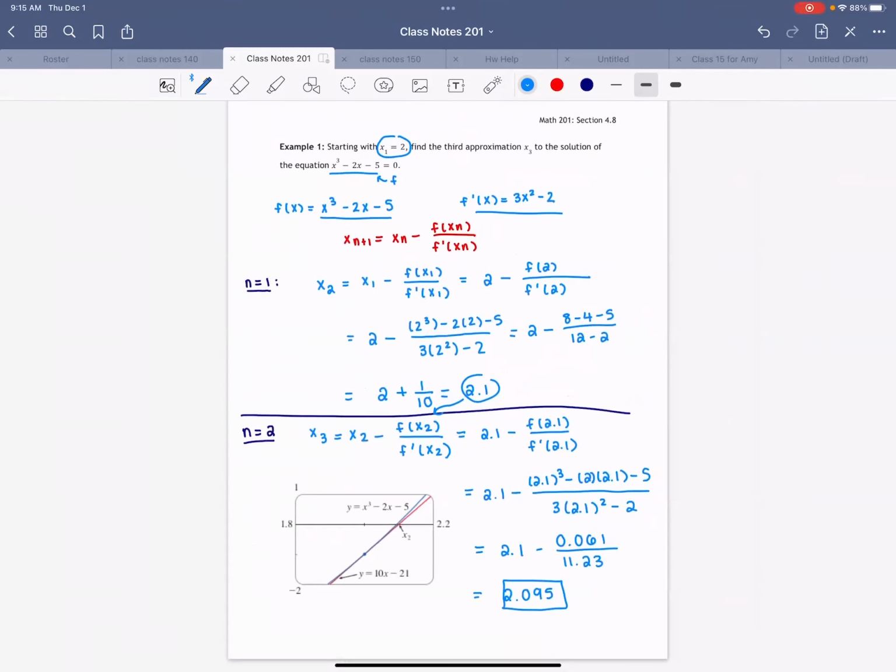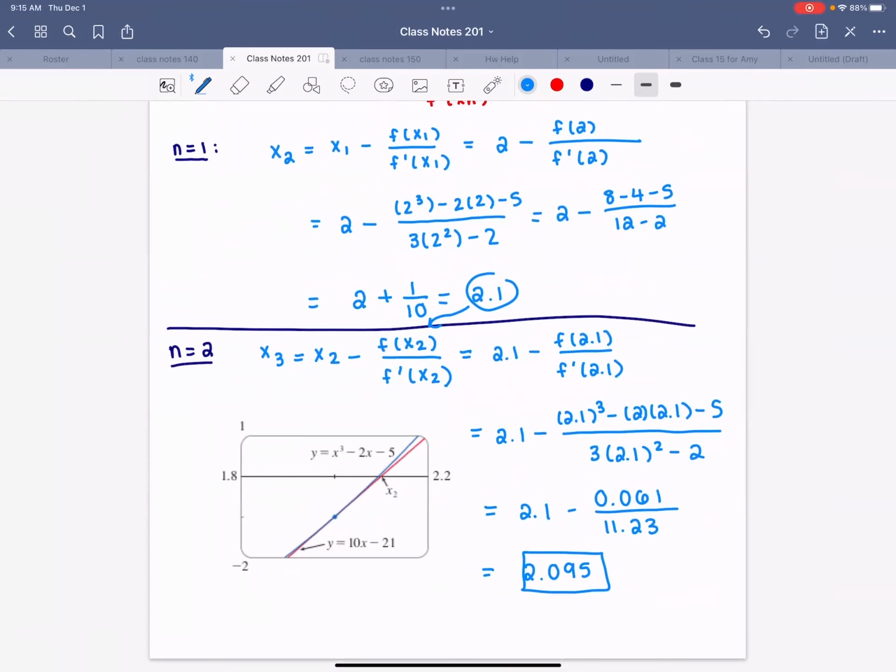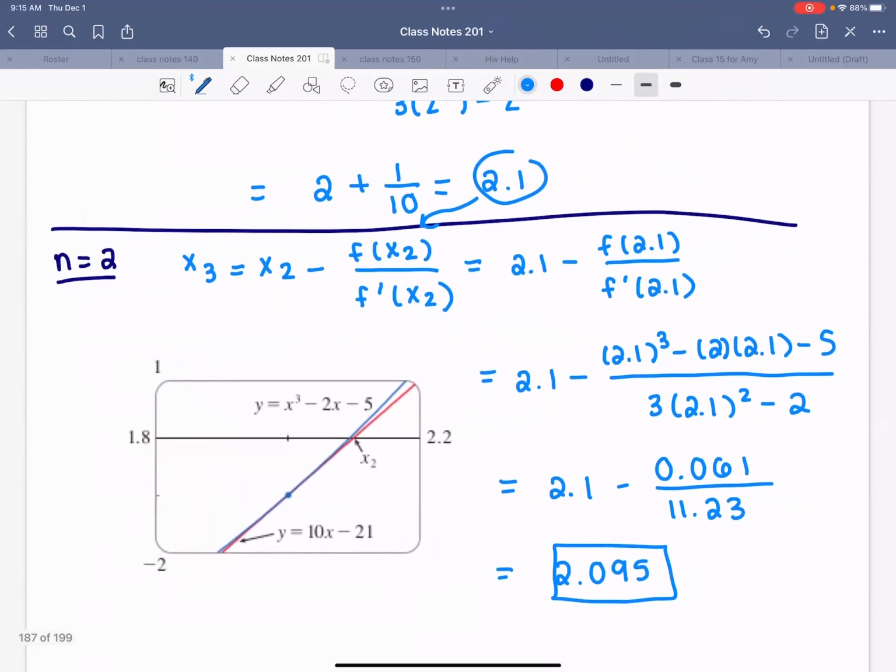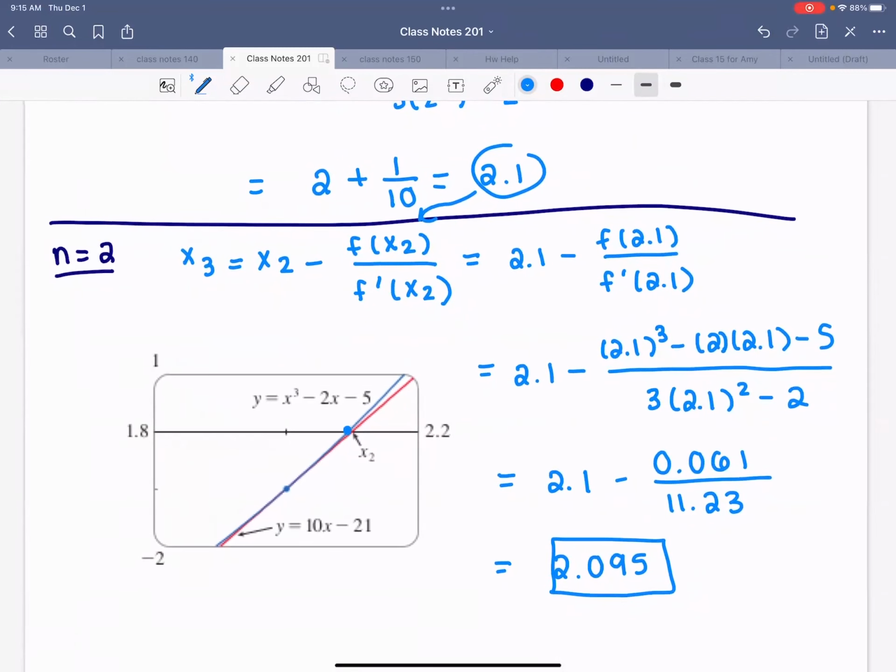Taking a look at our question, we don't actually need to go any further because it only wanted us to go 2 iterations. It wanted us to find what x3 is. So we're actually kind of done. Okay, so I know that a closer approximation than my first guess is 2.095. Taking a look at my graph of the function, the root is between like 1.8-ish and 2.2. It does seem like my root is around 2.095. It does seem like a pretty good approximation.